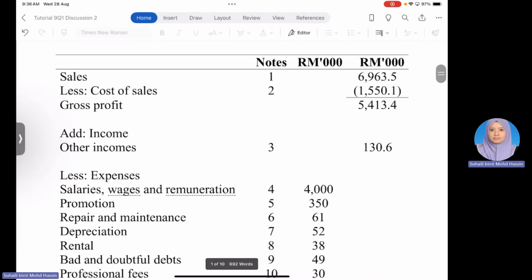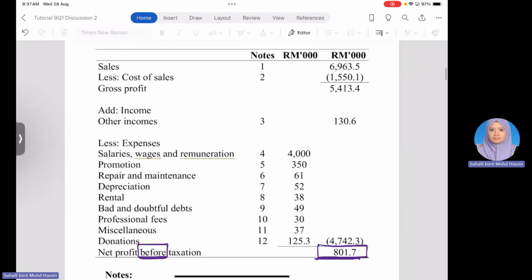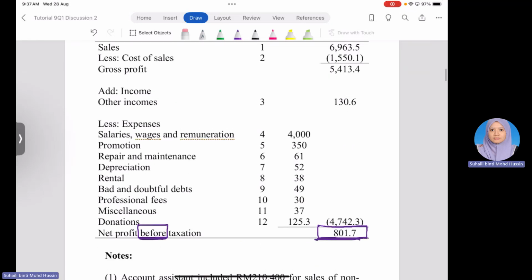Okay, so you will be given the statement of comprehensive income. This is the normal statement of comprehensive income where you record the sales minus cost of sale, you get the gross profit, add income minus expenses, then you get the net profit before taxation. So, in order for us to make the adjustment for taxation purposes, you will start with the amount of net profit before taxation.